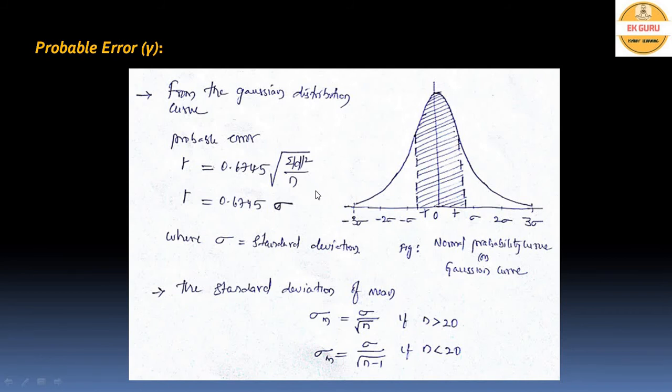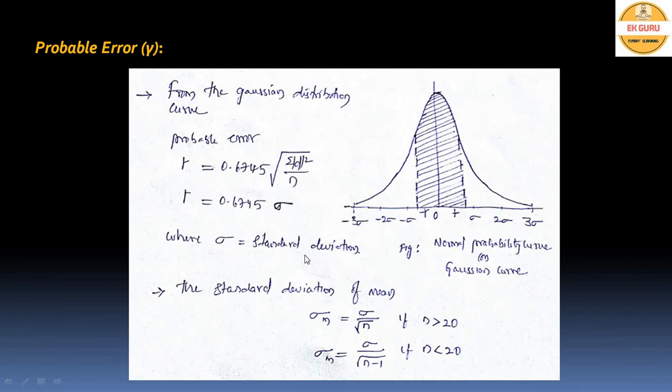So this formula is derived from the Gaussian curve. Here the probability of the reading being within this area is 67.45 percent of sigma, so 0.6745, while almost 99% of readings lie in the wider region. That's why the probable error is given as 0.6745 sigma, where sigma is the standard deviation.